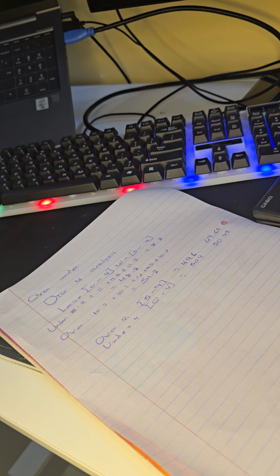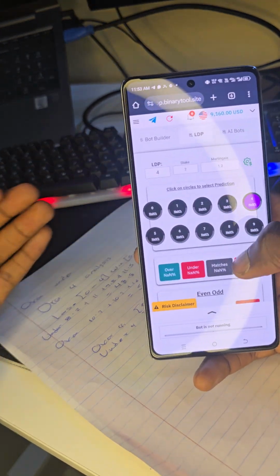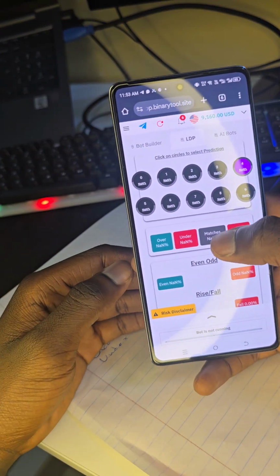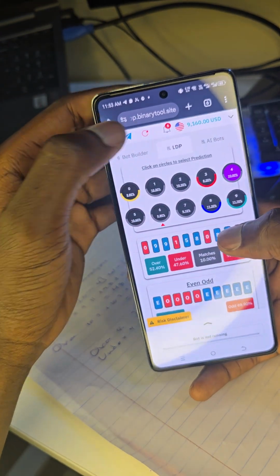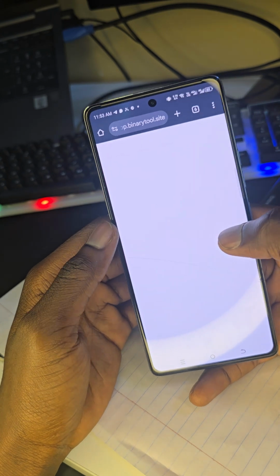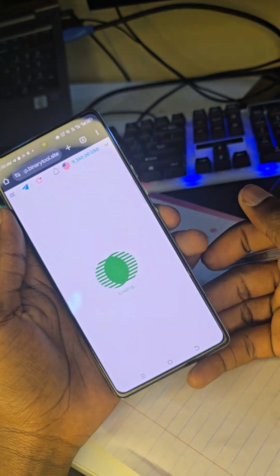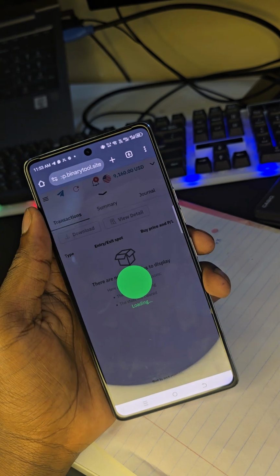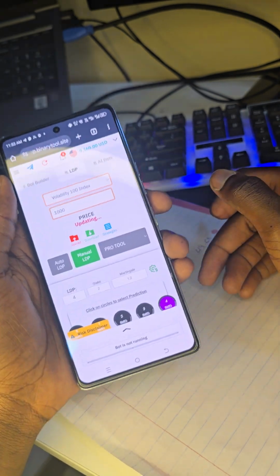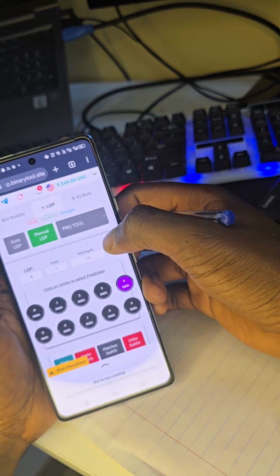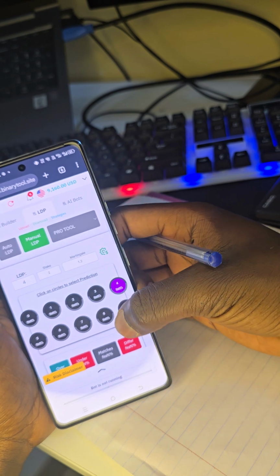So make sure you have this Binarytool. So it's very simple. You can just go to Google Play Store and search for Binarytool. So let me refresh here first. I'm showing you step by step on how you can analyze your market for over and under. So nataka tukuje tu hapa kwa manual.